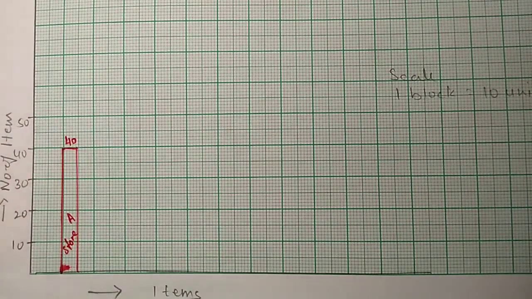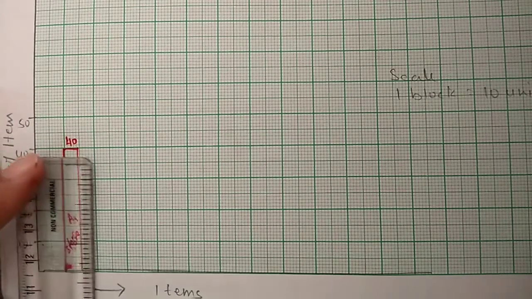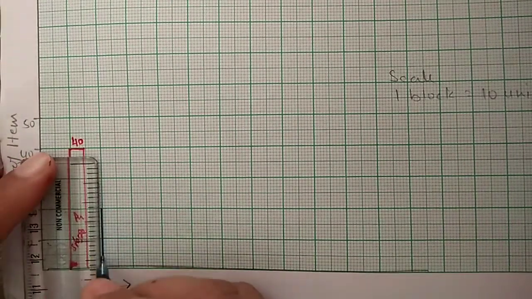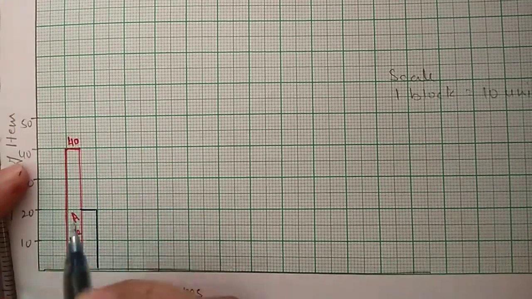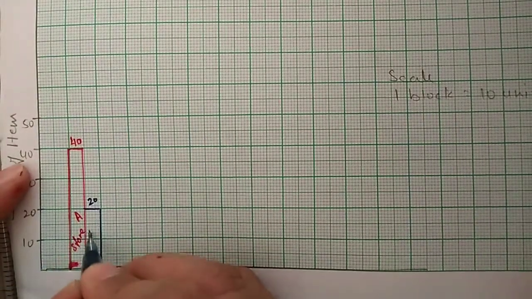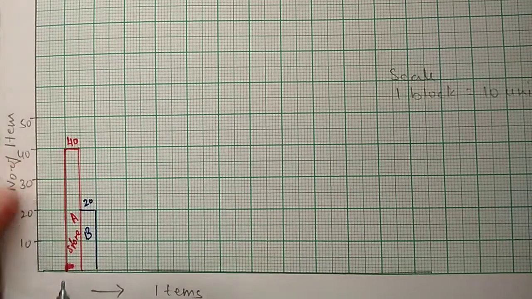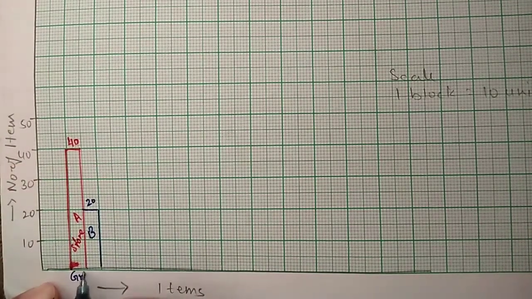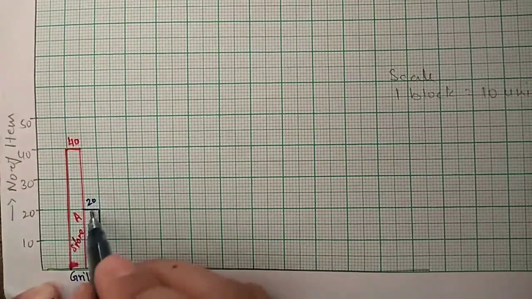With this graph only we will represent store B also. Store B, the sales for grill is here 20. This is for store B. And this information is for grill. You can shade it.